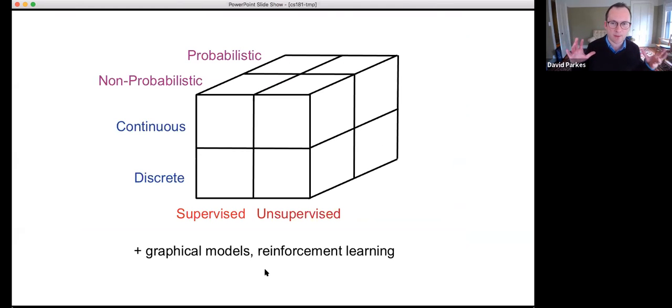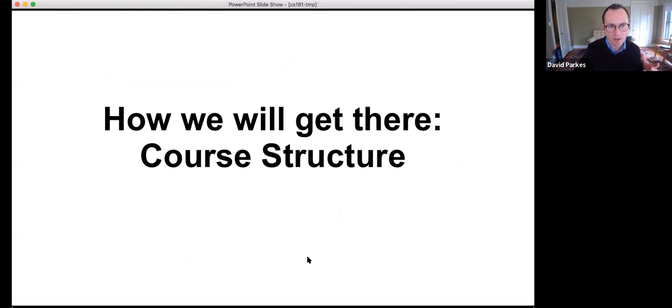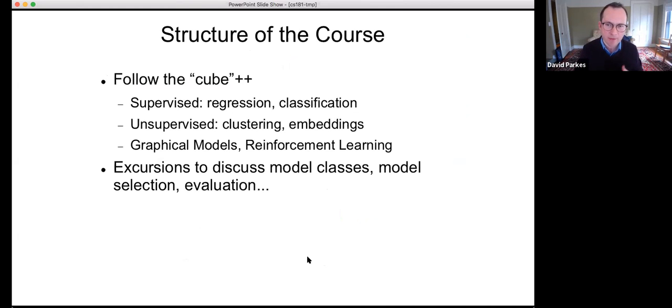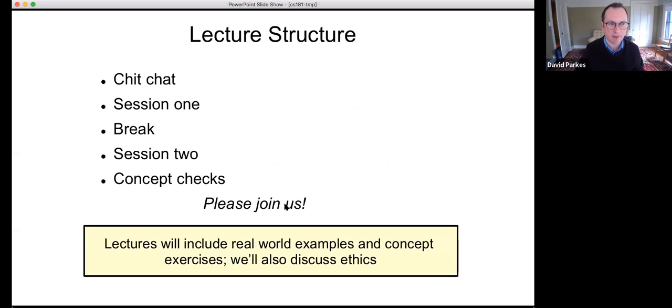So here's a cube. We structure the work that we do in 181 through this cube. We'll be thinking about supervised learning, unsupervised learning, discrete problems, continuous problems, non-probabilistic approaches, and probabilistic approaches. And then also graphical models and reinforcement learning. How we get there, course structure. I'm going to go through this relatively quickly because it's in the syllabus. We'll follow the cube. We will also spend time on excursions to talk about model classes, model selection, evaluation.